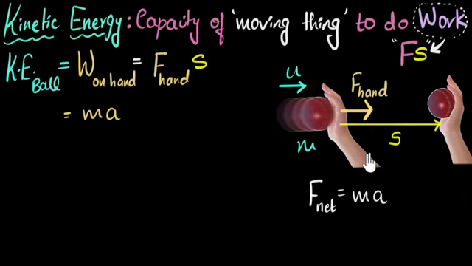Hey, that's not something that I want. I don't know the mass of the hand. I don't know the acceleration. I'm not interested in it. I don't want that. That's not what I want. So what do I do?